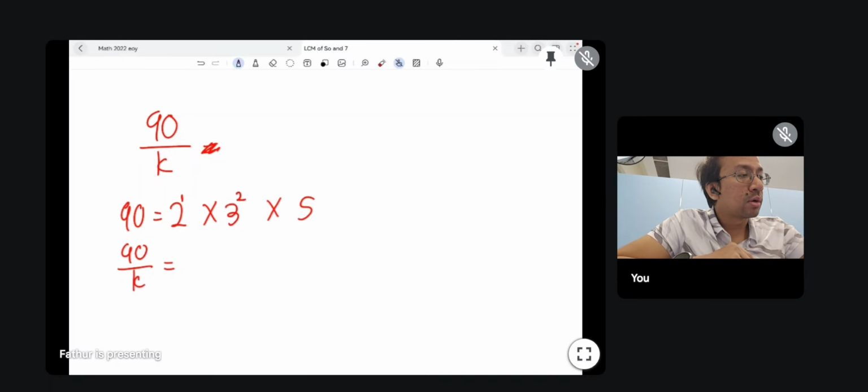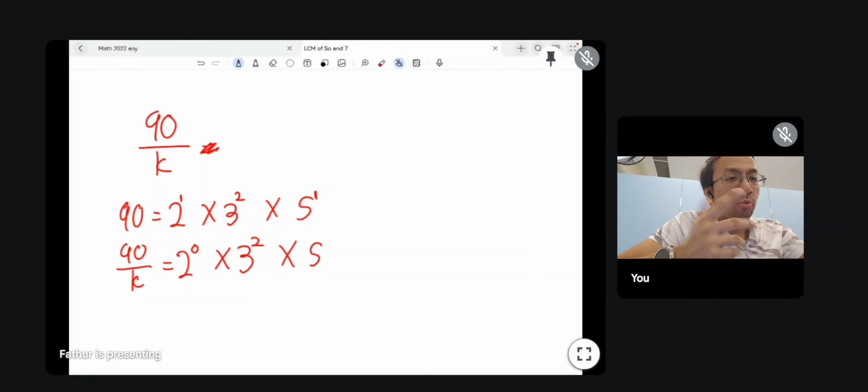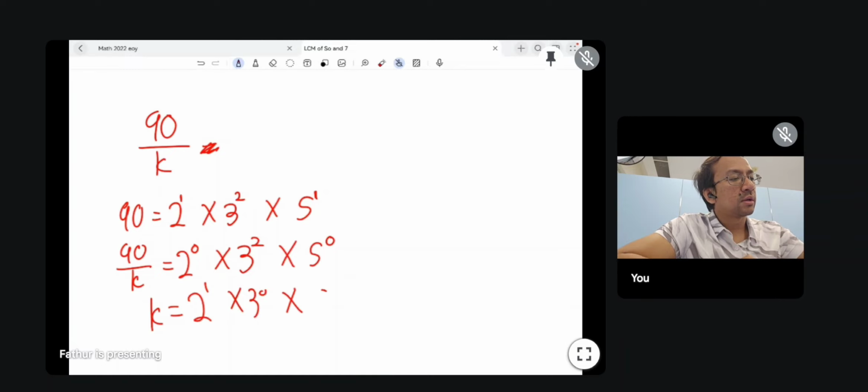Now look at the 2. Does it meet the minimum requirement? No, right? So reduce it to 0. How about the 3? The 3 has an even power, so don't take out anything. The 5 doesn't meet the minimum requirement, so push it down to 0. So basically k will be the difference in the powers.